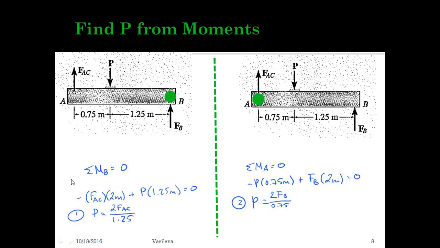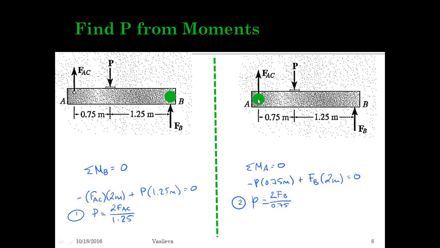First I pin my structure at point B. When I pin it, I have FAC and P causing a moment. So negative FAC times 2 meters plus P times 1.25 meters equals 0. So I get this relationship where P equals 2 FAC divided by 1.25.